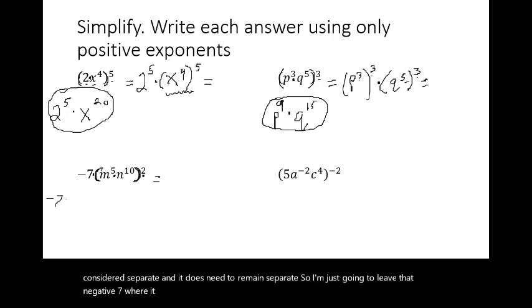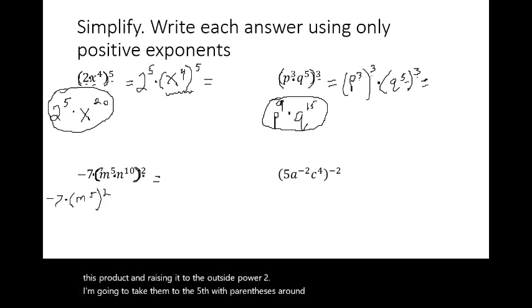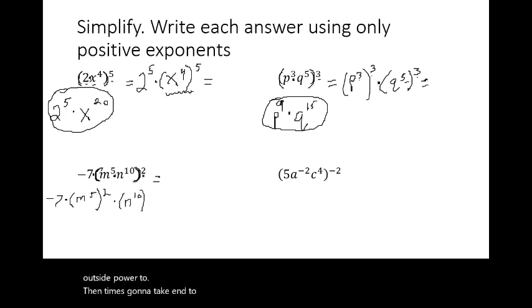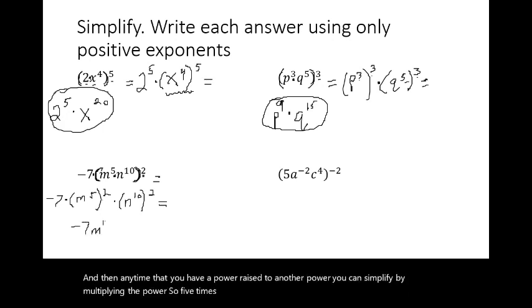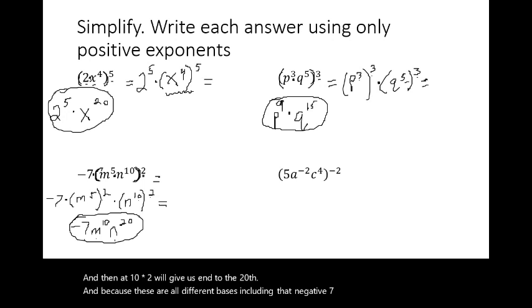And then I am going to simplify the exponential by taking each part of this product and raising it to the outside power 2. So I'm going to take m to the 5th with parentheses around it, and I'm going to raise it to the outside power 2. Then times, I'm going to take n to the 10th with parentheses around it and raise it to the outside power 2. And then any time that you have a power raised to another power, you can simplify by multiplying the powers. So 5 times 2 will give us m to the 10th. And then 10 times 2 will give us n to the 20th. And because these are all different bases, including that negative 7, this is going to be your fully simplified final answer.